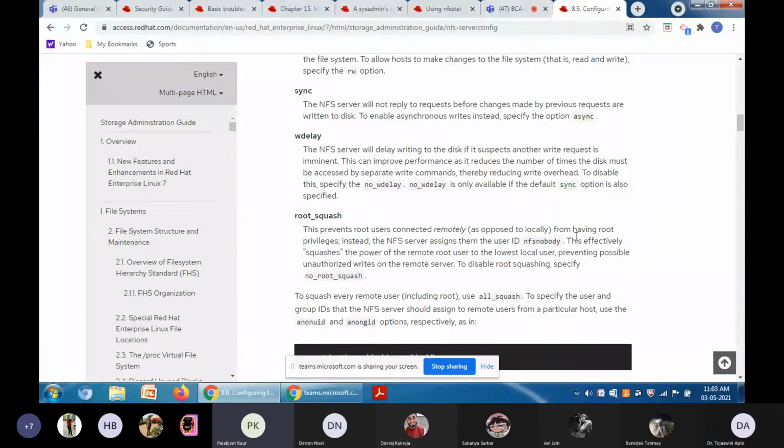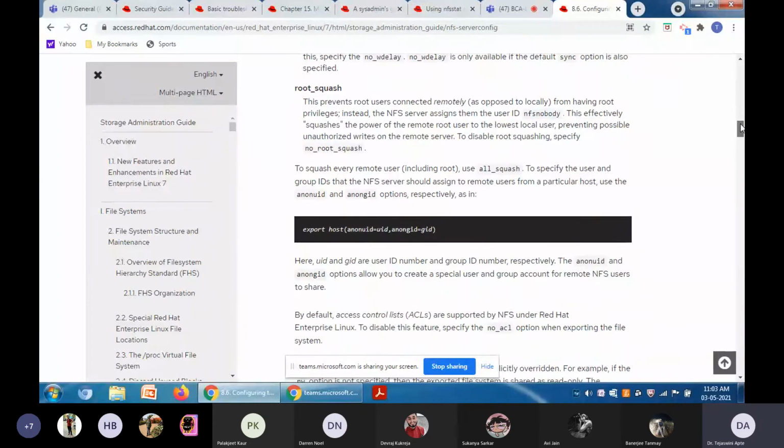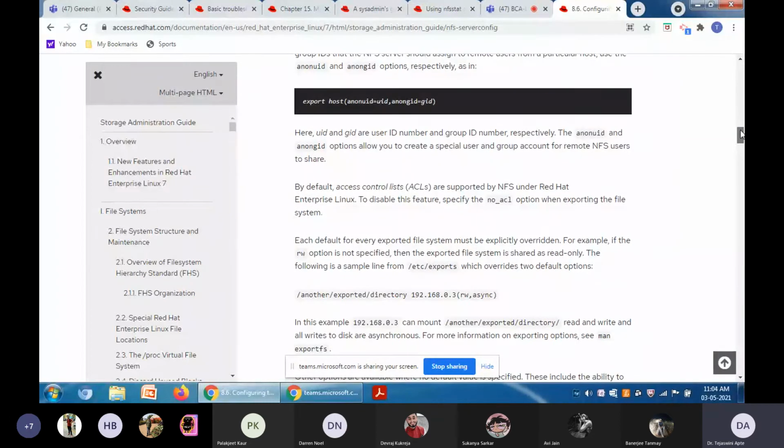Right? So after this particular thing is done, this is exactly how the minimal configuration is going to introduce the different kinds of vulnerabilities. Now see here, UID and GIDs are the UID numbers and the group numbers, and are supported by NFS. Fine. If I do not want the ACL, then to disable this feature, specify the no ACL option. So see here what I need to have.